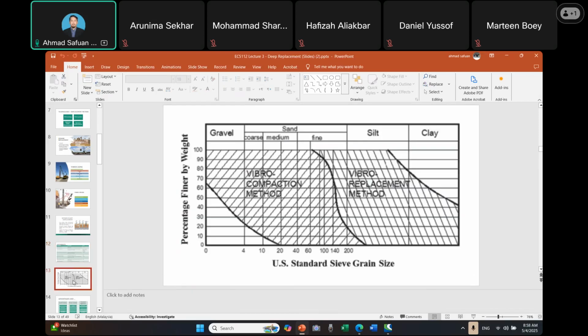Okay, so this is the guideline based on the grain size of the material at the field. If we are dealing with fine material, then the best method is the use of the vibro replacement methods. If we deal with coarse material, then the use of the vibro compaction methods is more practical.